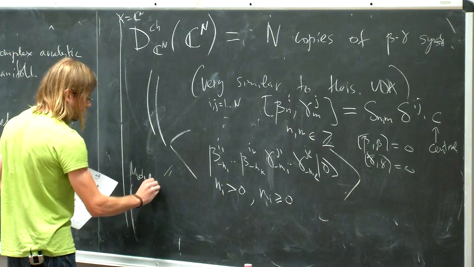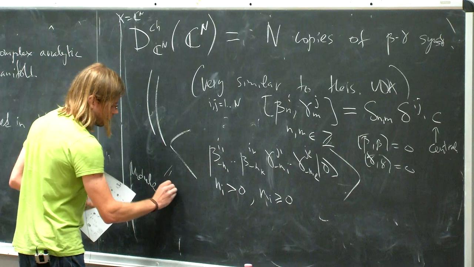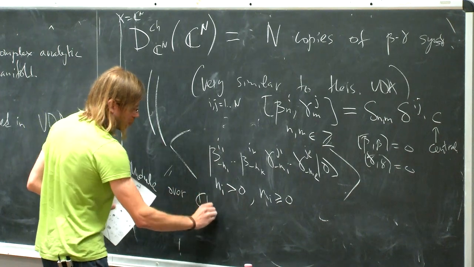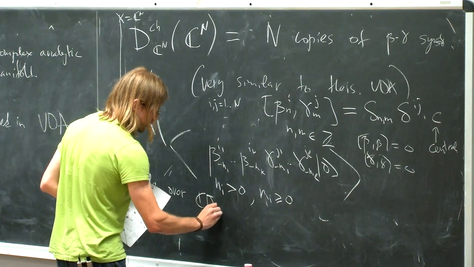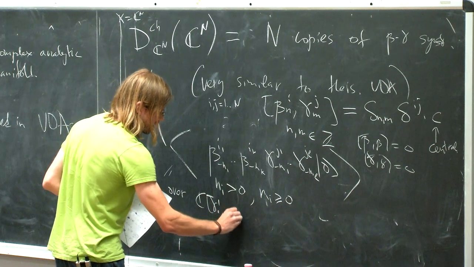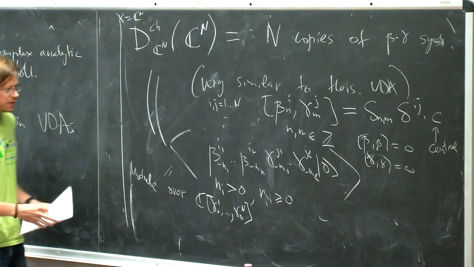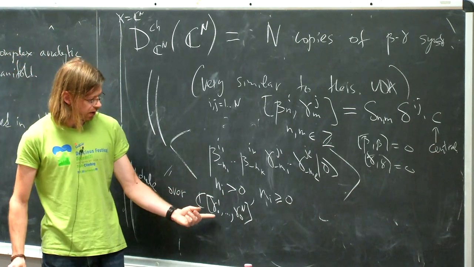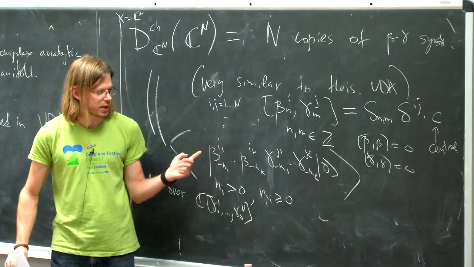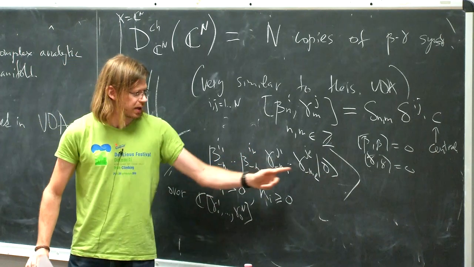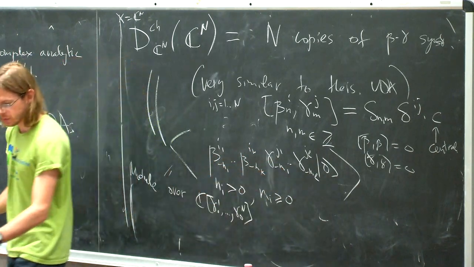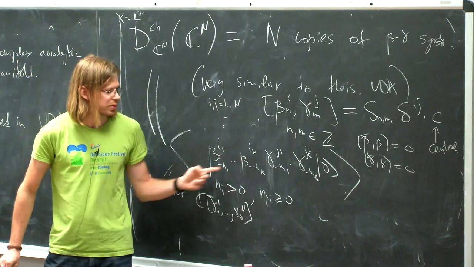And so one can notice that this is a module over a polynomial ring in gamma zeros. Because I can always modify any element of this ring, I can multiply by some gamma zeros here, and they all commute with all these elements.